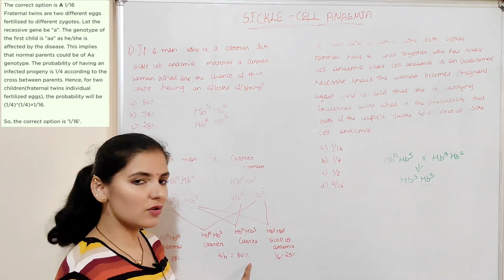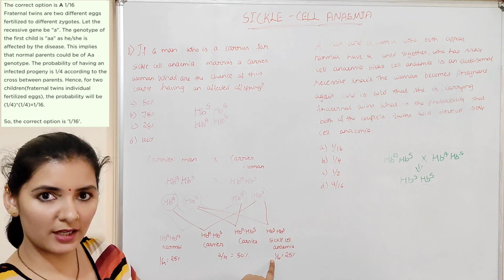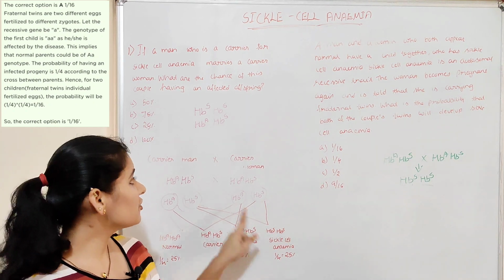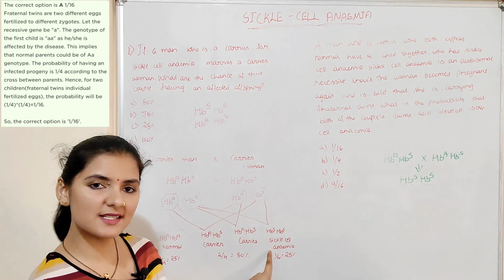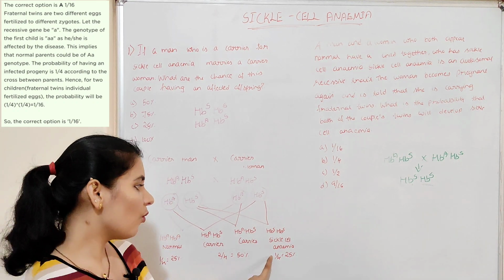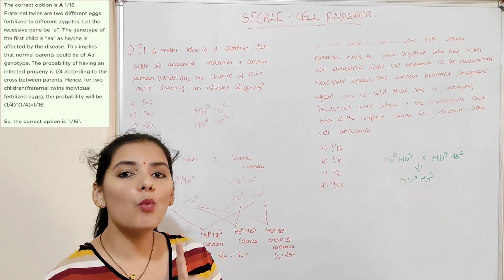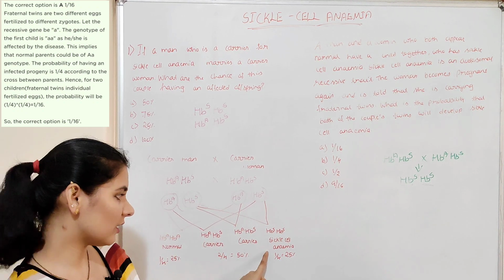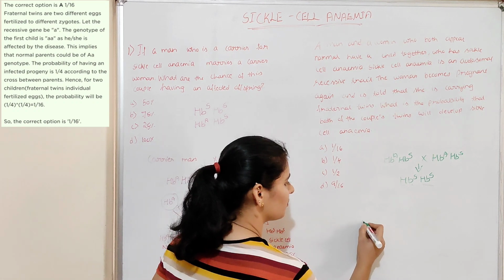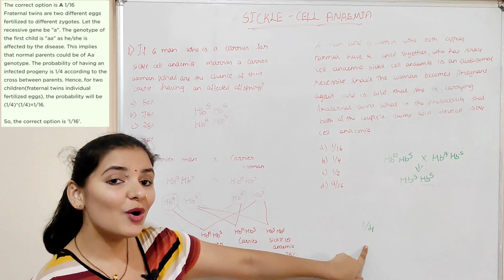So as in the case of the first question, where the carrier parents produce a sickle cell anemia individual, what is the probability of carrier parents producing a sickle cell anemia child? That is 1/4. So out of 4 children produced, 1 child will be sickle cell anemia. So the probability of producing 1 sickle cell anemia offspring by carrier parents is 1/4.